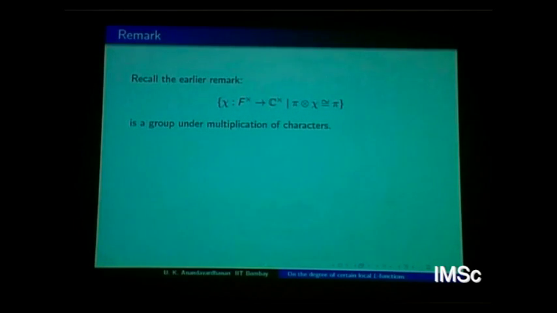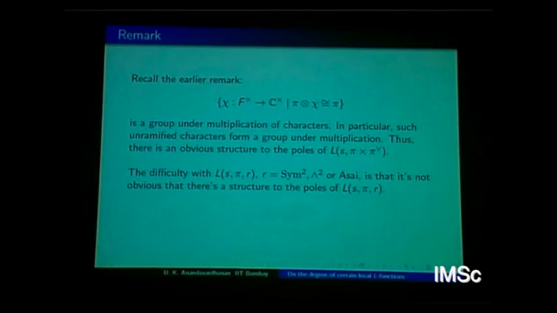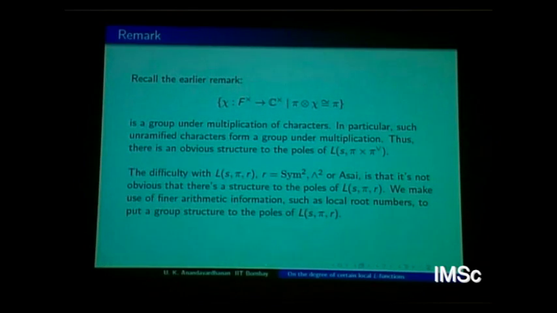Okay, so I think it's ending. So this remark, I think I repeated enough. So this is what, in some sense, made the Rankin-Selberg computation easy. And not having such a structure obviously is what is making this problem for Asai and exterior square and sym square kind of difficult. But then there is a way to get around it since you have to focus only on unramified characters. So the difficulty with L(s, pi, r) in these cases is that it's not obvious that there is a structure to the poles of L(s, pi, r) because there was no structure to all of the characters. But then using some finer arithmetic information, such as local root numbers, one can put a group structure, and once you have that kind of a structure, it's easy to establish this. Okay, I'm done.